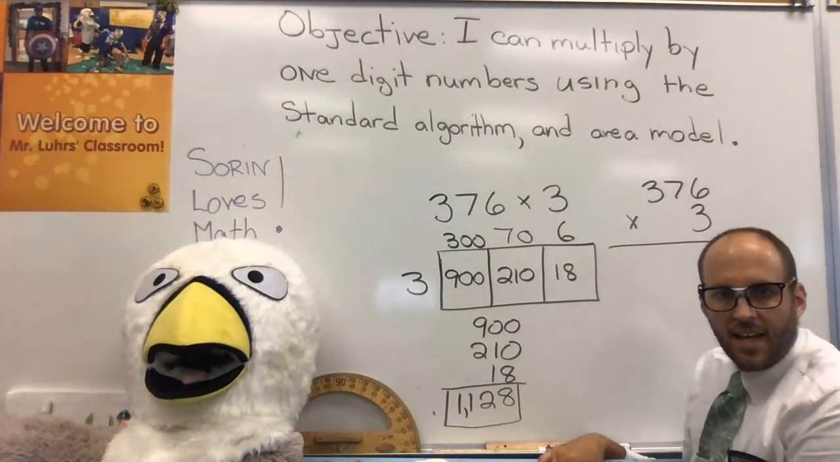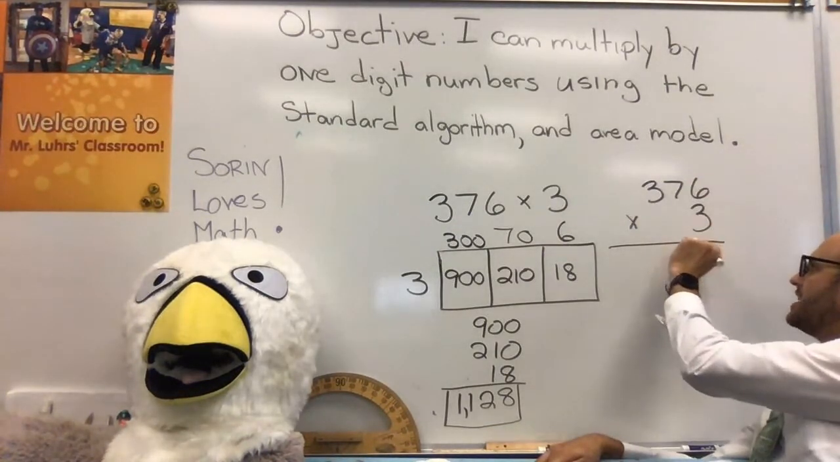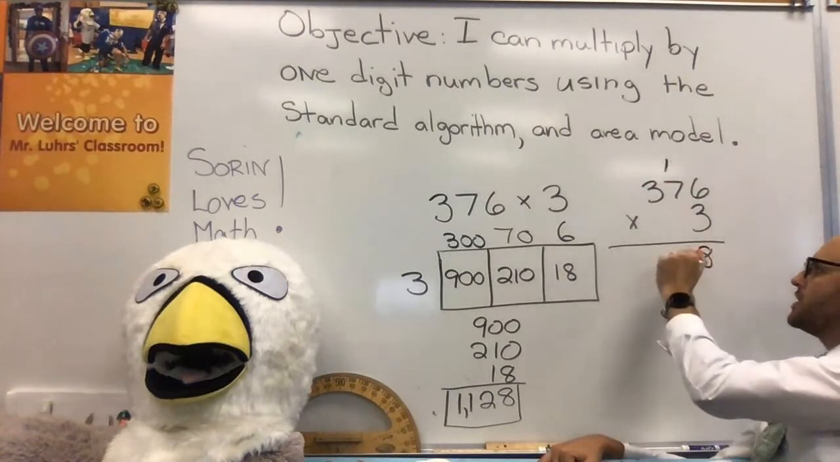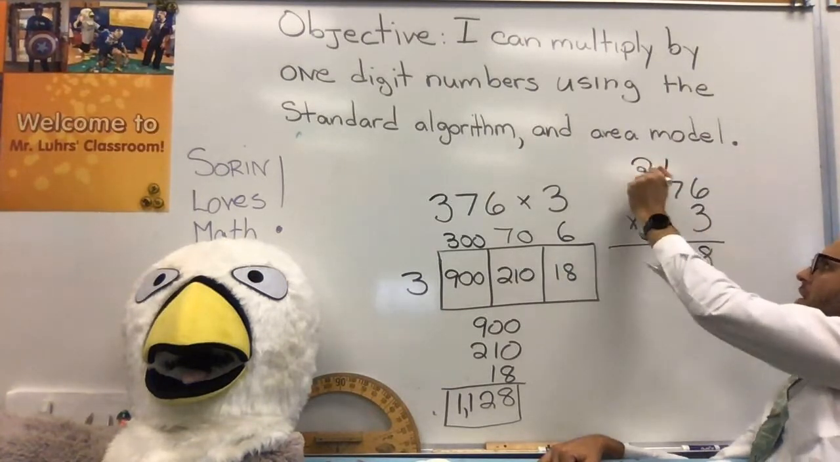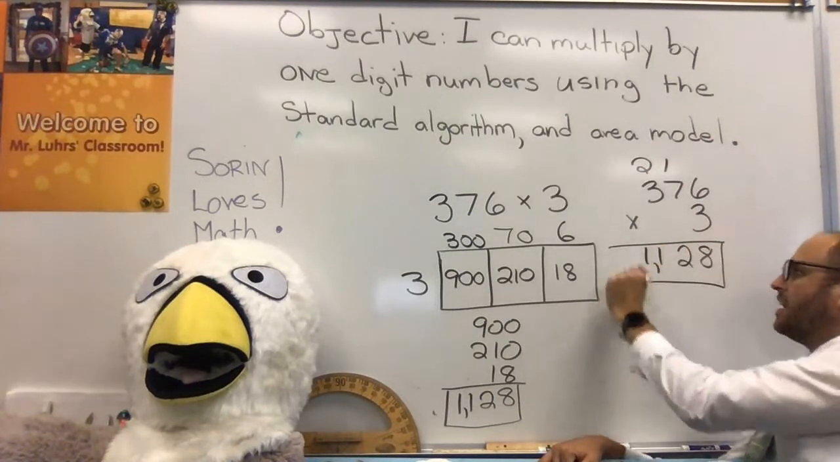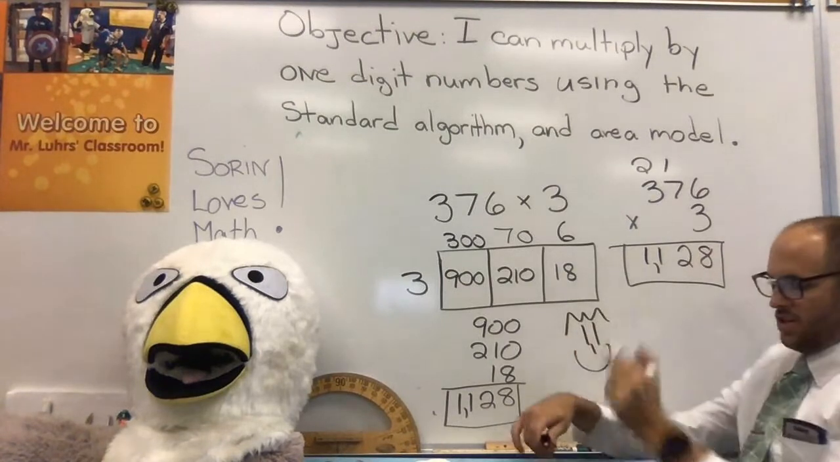Did you do it? I hope so. Let's check it out. 3 times 6 is 18. Carry the 1. 3 times 7 is 21, plus 1 is 22. 3 times 3 is 9, plus 2 is 11. And we have our matching answers.